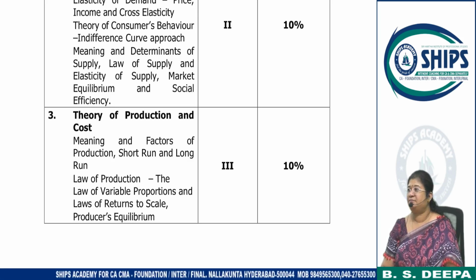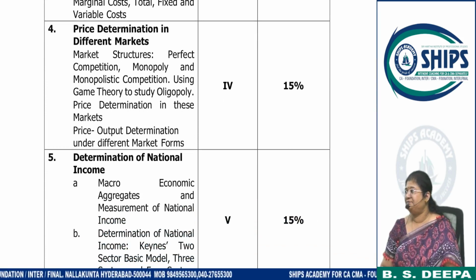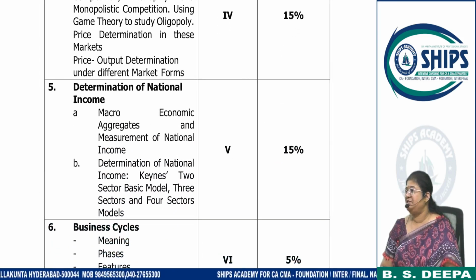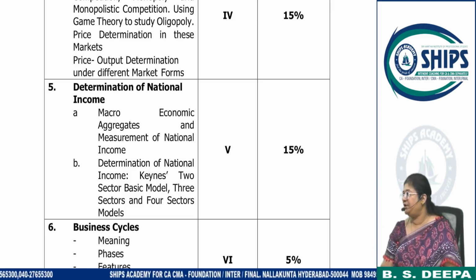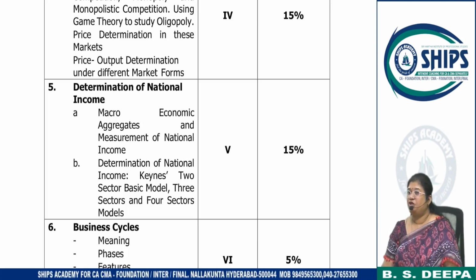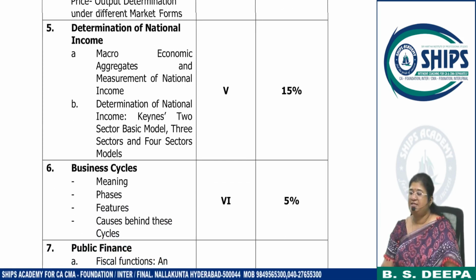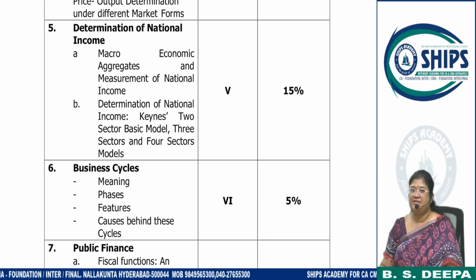Did all of you write? Can I go to the next page? The fourth one, 15% markets. Again, determination of national income is 15%. So it has more weightage when compared to the other microeconomic units, whereas from national income it is macroeconomic units. Okay, national income 15%. Then business cycles 5%.